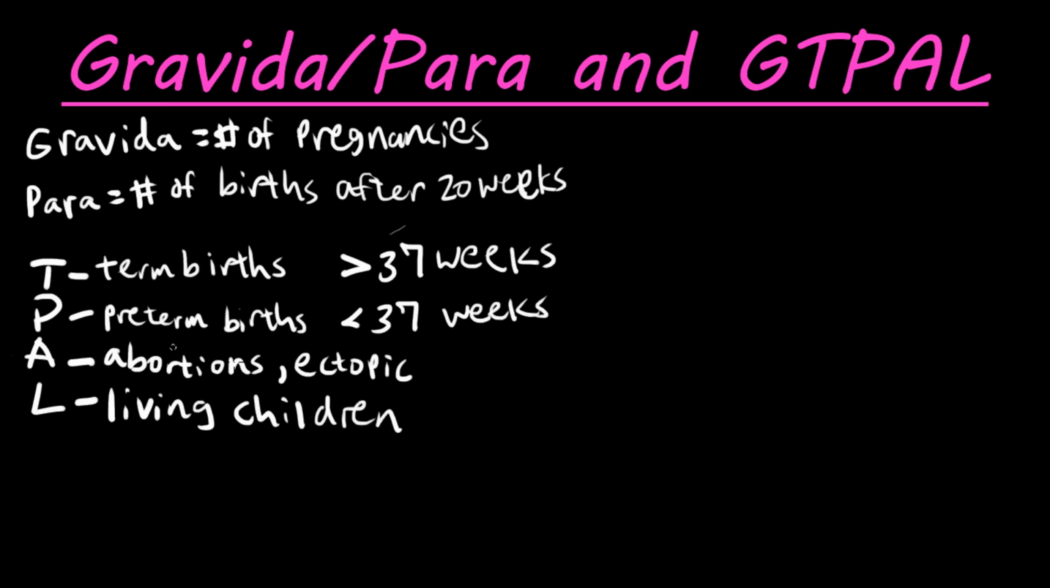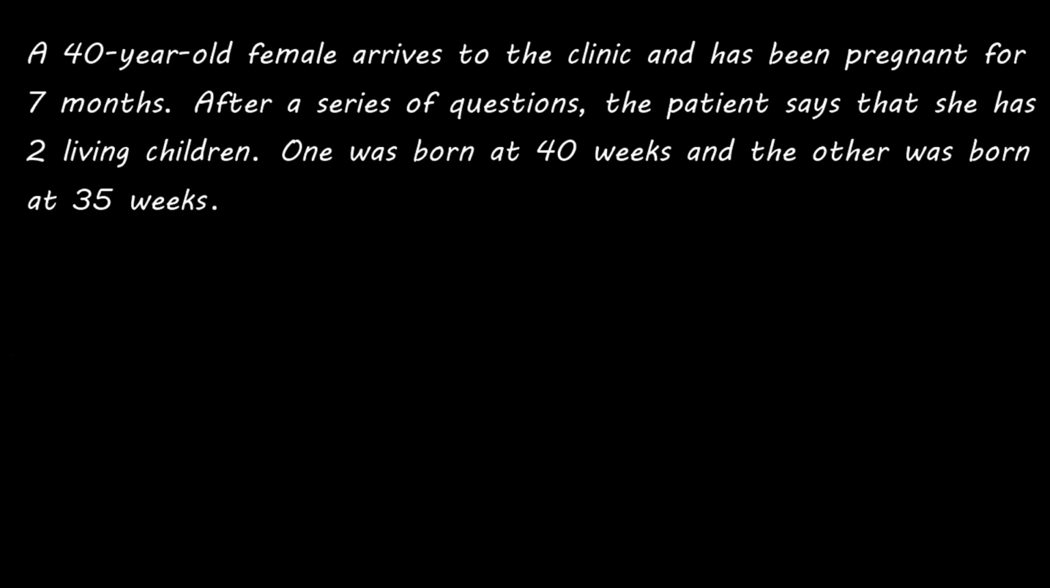So basically this is just a breakdown of gravida, para, and GTPAL. And once again, remember, G is gravida, the number of pregnancies. Let's go ahead and look at an example of this.